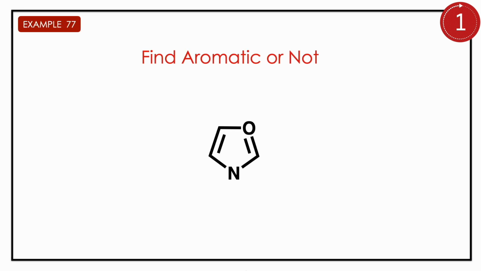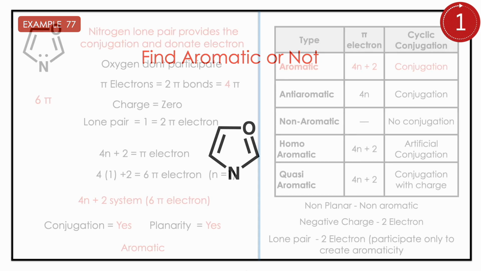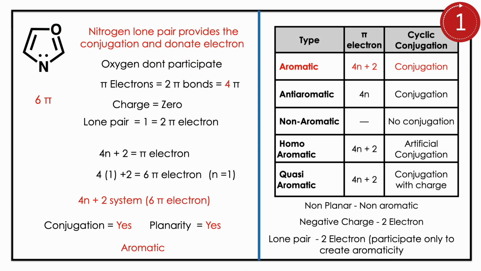Then the next example, which is similar to the previous one. Only a hetero oxygen is there. It's a 5-member ring. 2 pi bonds, 1 nitrogen and oxygen. We should find whether the given compound is aromatic or not. Here the nitrogen lone pair is critical because it should help with conjugation as well as aromaticity. Even though the system has many lone pairs, only nitrogen donates the lone pair.